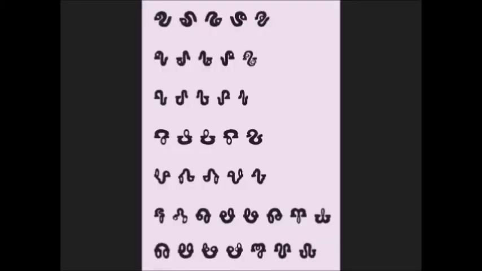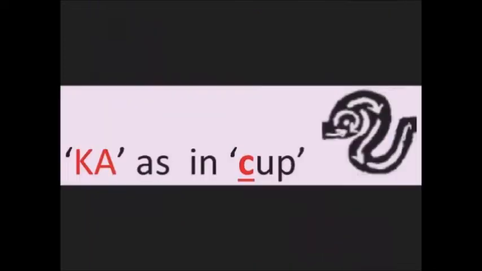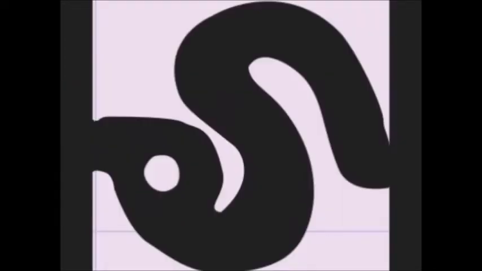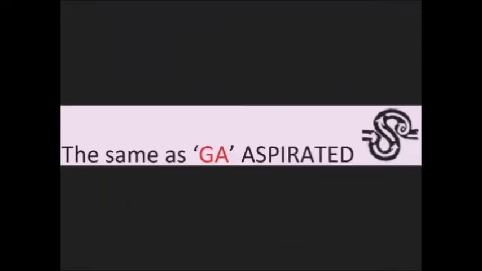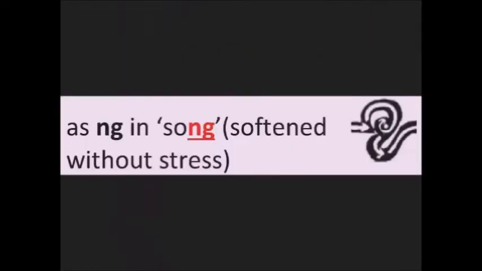Consonants have the first vowel A already added to them. Ka as in cup, Kha the same as ka aspirated, as in mukham, the Sanskrit word for face. Ga as in mega, Gha the same as ga aspirated. Nga as in song, softened without stress.